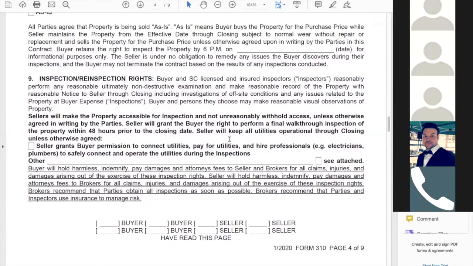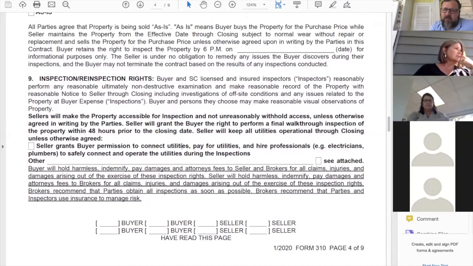Anyway, so just keep in mind that this is basically saying that they have the right to perform a final walkthrough within 48 hours of closing. Now, the other thing is will not unreasonably withhold access. This is so vague, it's not even funny.